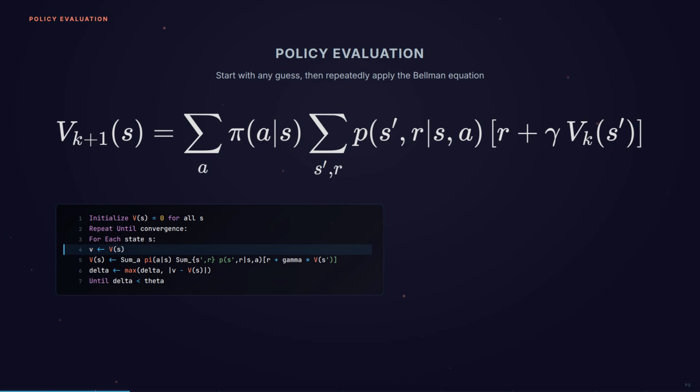Each sweep through all states produces a better estimate. This works because the Bellman operator is a contraction. Applying it always brings you closer to the true answer. The distance shrinks by a factor of gamma with each sweep. Since gamma is less than 1, the estimates converge to V_pi.